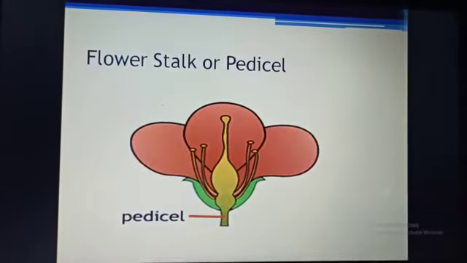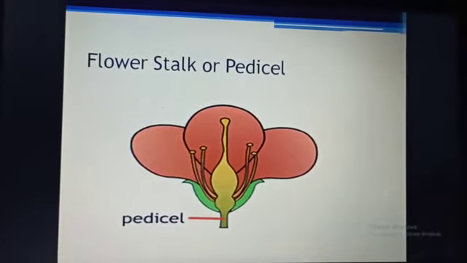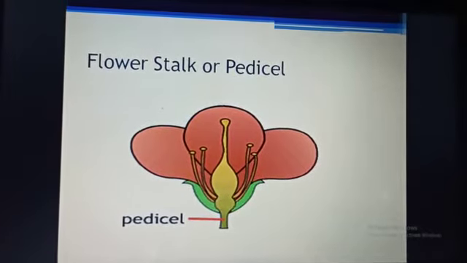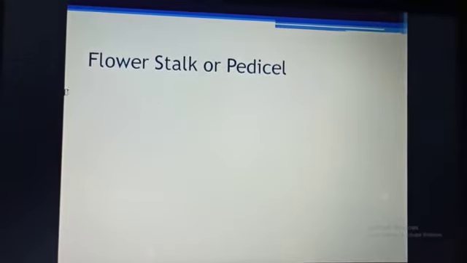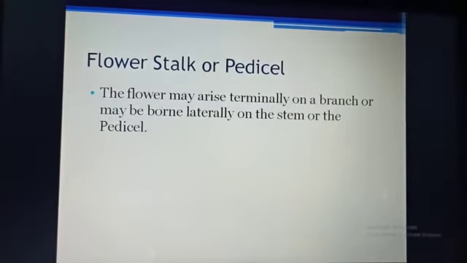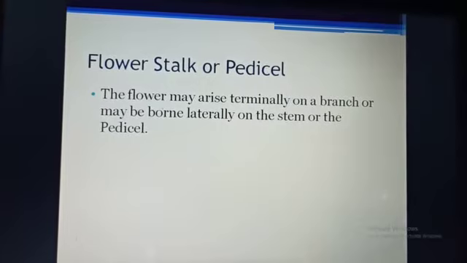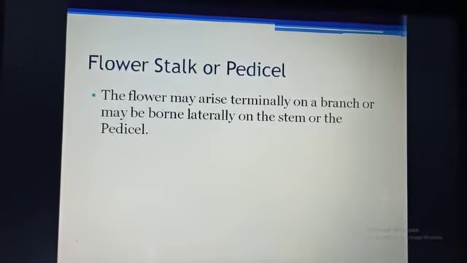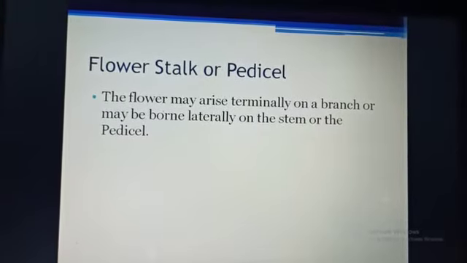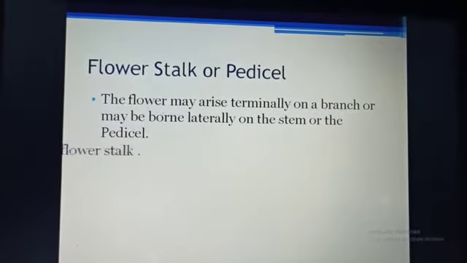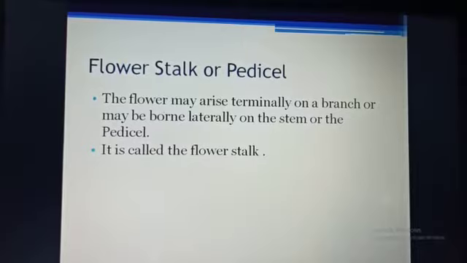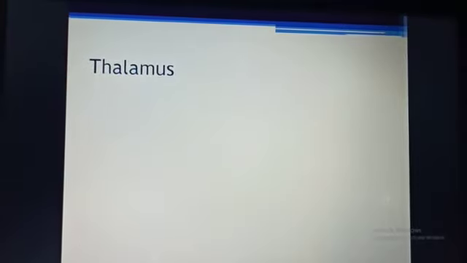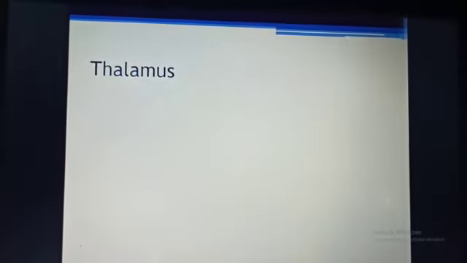This is the structure of the pedicel of a flower. How pedicel looks like. The flower may arise terminally on a branch or may be borne laterally on the stem or the pedicel. It is called the flower stalk. Then there comes another structure, that is thalamus.